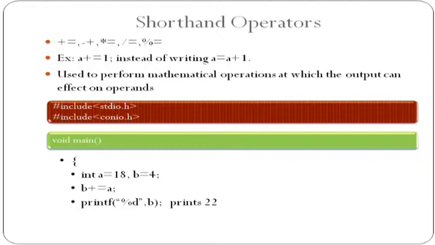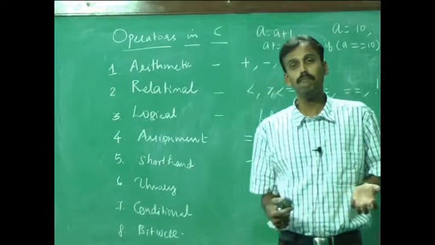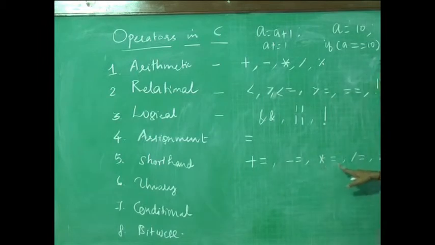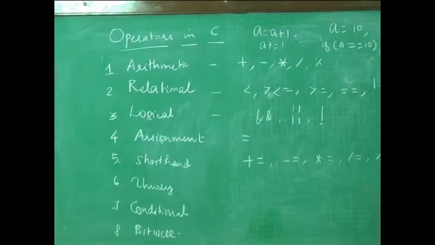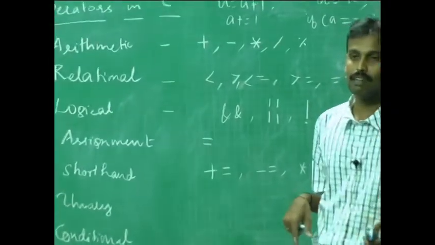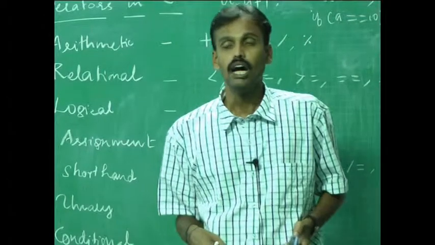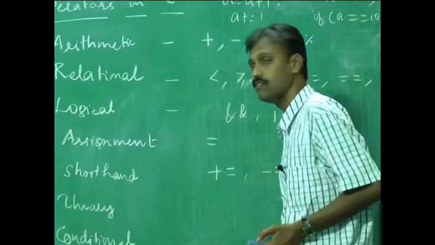Then when I say b plus equals a, what it actually means is b equals b plus a. Then when I try to printf the value of b, it gets printed as 22. Now the same thing can be made use of for a minus equals, a star equals, a forward slash equals, or a modulo equals. That is, whenever I make use of b star equals a, what I mean is b equals b star a. That is how we would make use of shorthand operators.